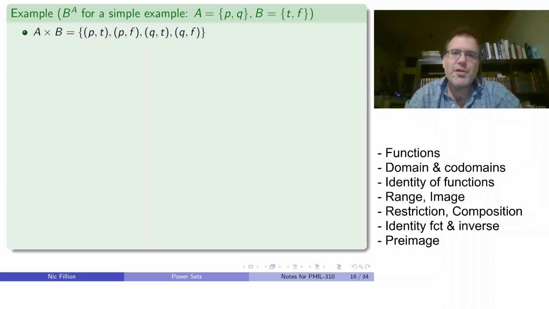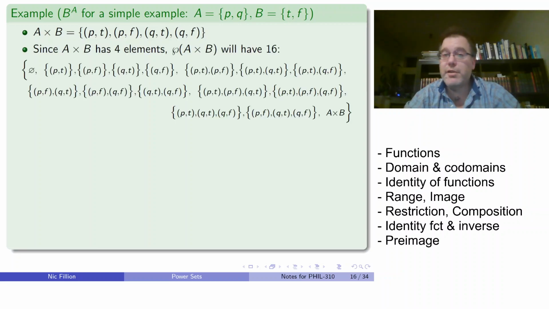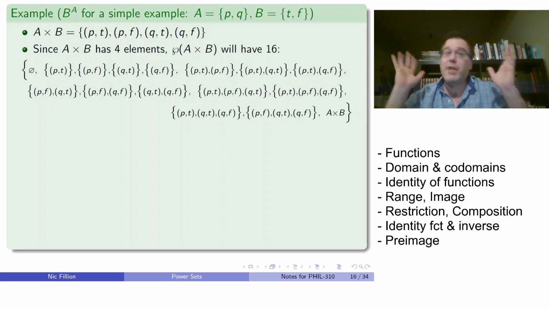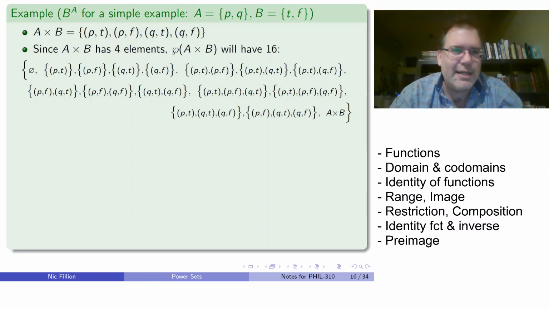Since the Cartesian product has four members, how many members will the power set have? 2 to the power 4, which is 16. All right, so I've written it here. There is one element with 0 members, one element with 4 members, 4 elements with one of the pairs, 4 elements with 3 of the pairs, and then 6 elements with 2 of the pairs. If you know your binomial coefficients, that's how you find that, right?